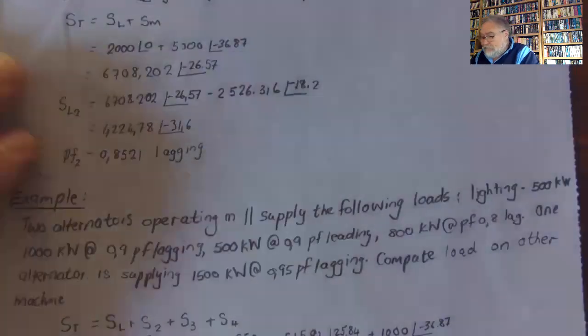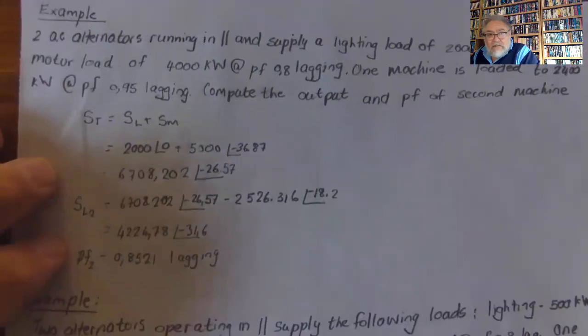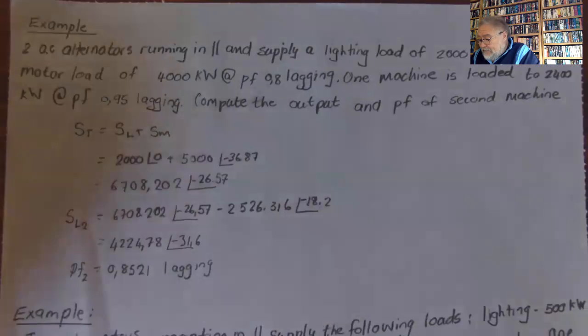Okay, then we can go on to the next example. Two AC alternators are running in parallel to supply a lighting load of 2000 kilowatt and a motor load of 4000 kilowatt at a power factor of 0.8 lagging. One machine is loaded to 2400 kilowatt at a power factor of 0.95 lagging. Compute the output and the power factor of the second machine.